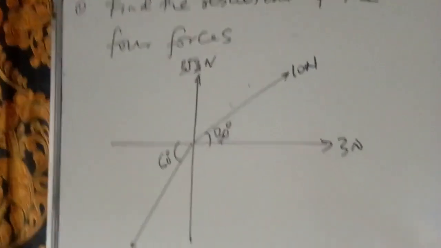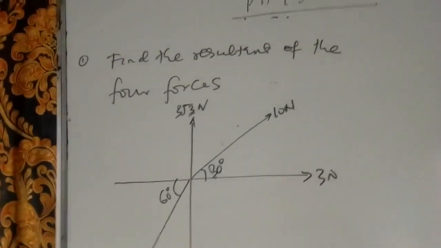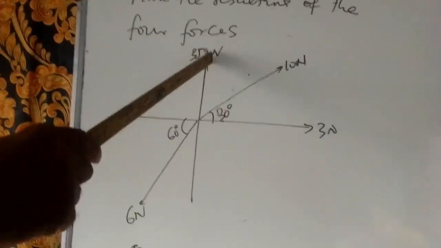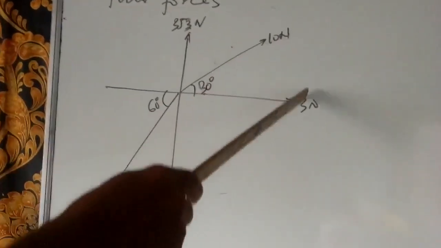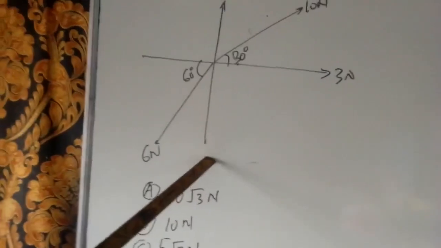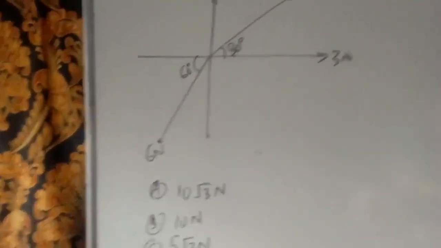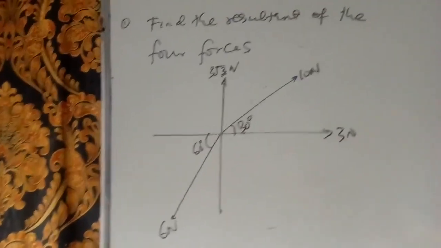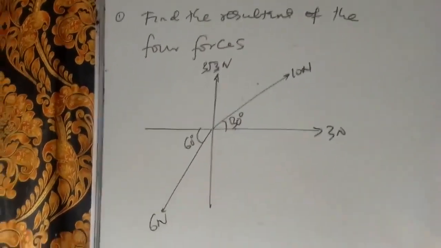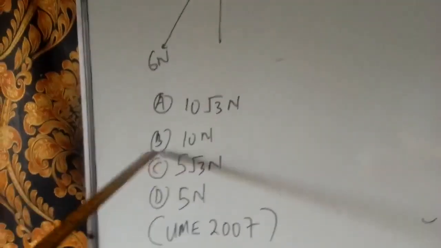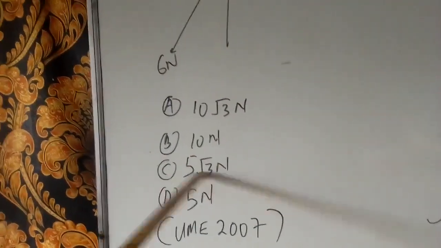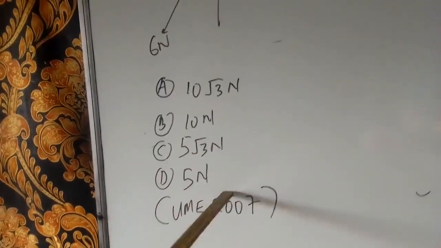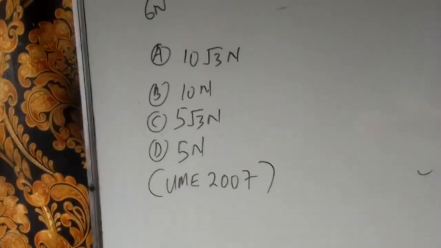The question says find the resultant of the four forces. So we have four forces: 3 root 3 Newton, 10 Newton, 3 Newton, there's no force there, and then 6 Newton. So these are four forces inclined at different angles at a point. And they have the options: A 10 root 3 Newton, B 10 Newton, C 5 root 3 Newton, D 5 Newton. And this is a UME or UTME question from 2007.